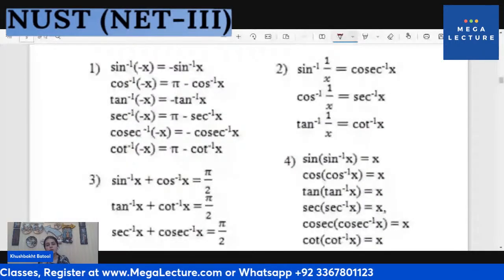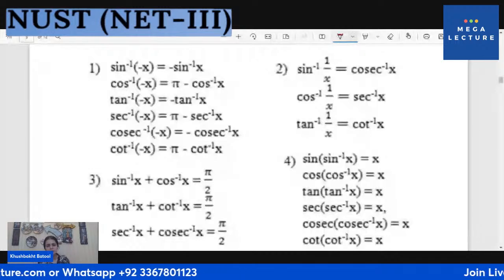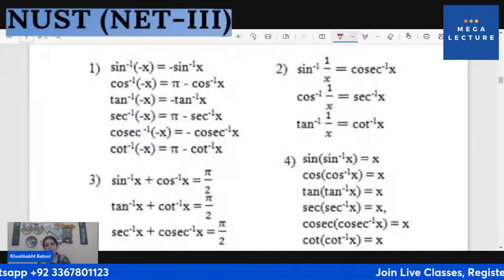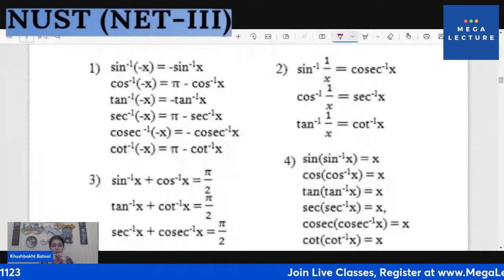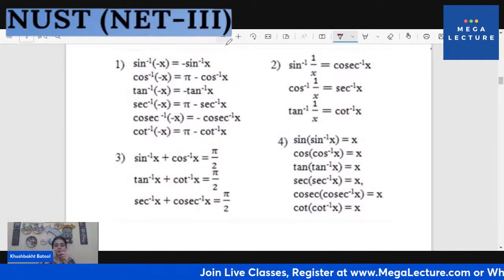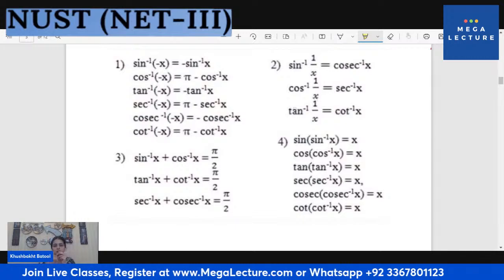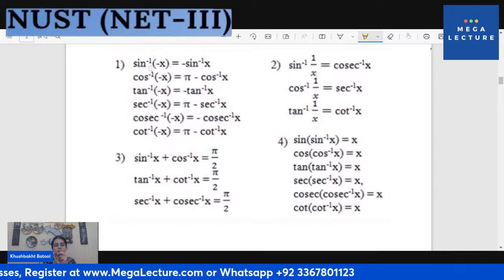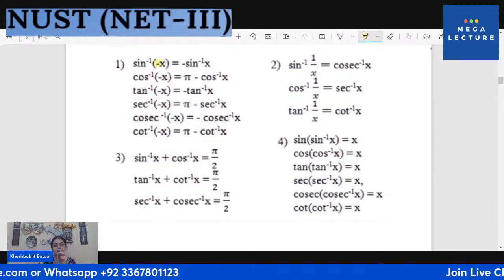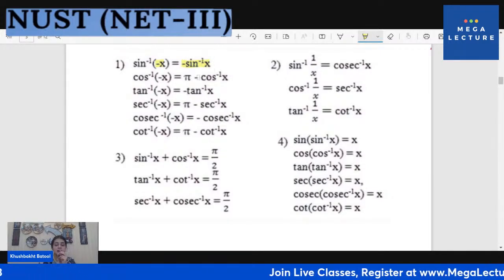So we have four groups of properties which you need to memorize. Some of them are very easy, some of them you need to just remember from the exam point of view. And yeah, that is the idea. Okay, so we'll be talking about a few, so things are clear. The first one is sine inverse of minus x is equal to minus sine inverse x. We'll be using this again and again, so it's important to understand.